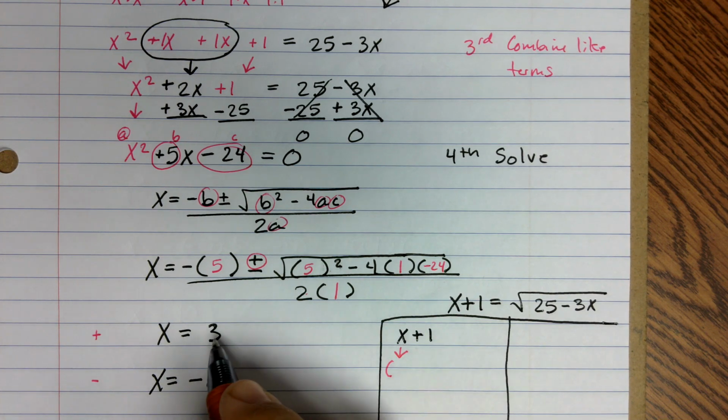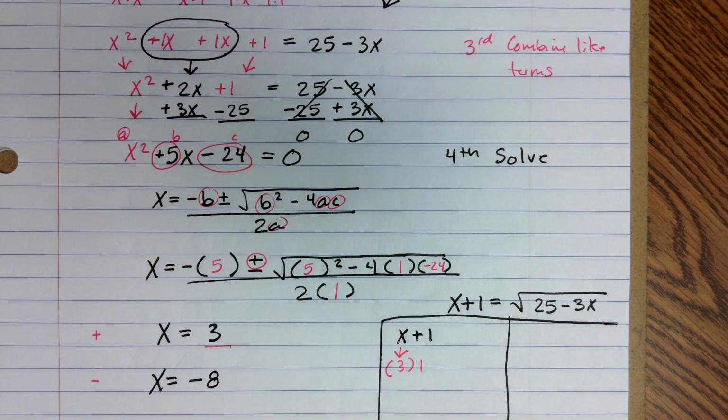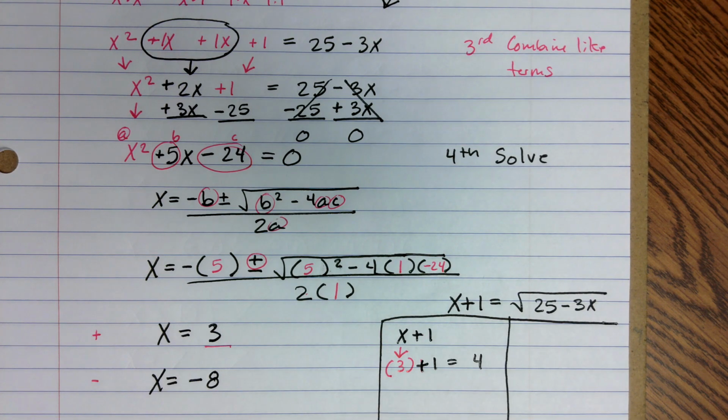And I'm going to put my x value. So we're going to check 3 first. I'm going to underline it. We're going to substitute x with a positive 3. And then we have plus 1. And that's going to give me 4.